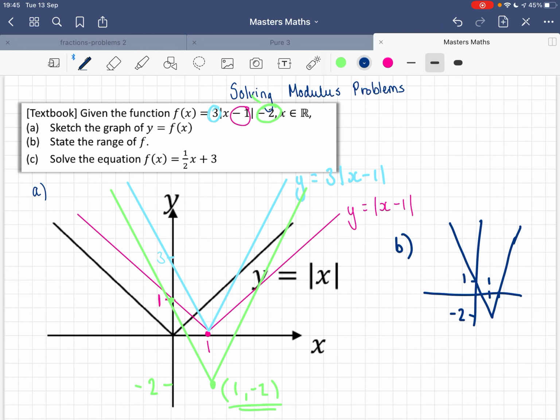Y-intercept is at 1. The range, remembering range and domain, range is the set of outputs. So output is y. So all of the possible y values that this graph has. So we can see that the minimum y value is negative 2, and then we can continue up and up and up for infinity if we wanted to in the y direction. So our range is f of x, or y, is greater than or equal to negative 2. Really straightforward, very simple, 1 mark. But again, a mark that could be the difference between grades.